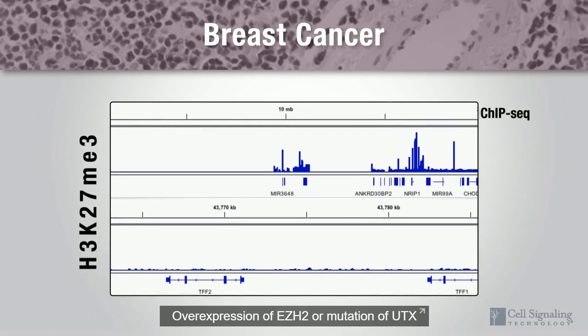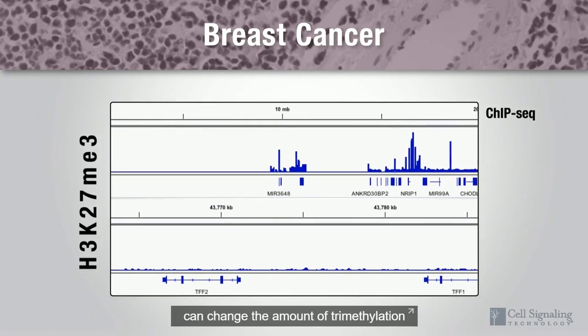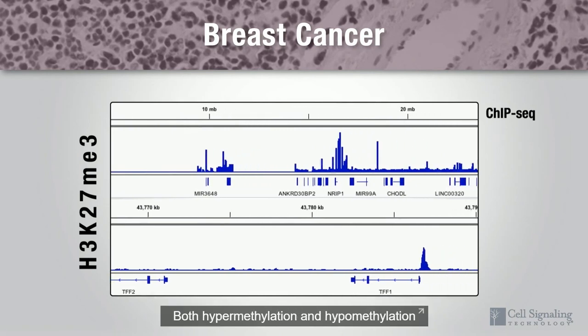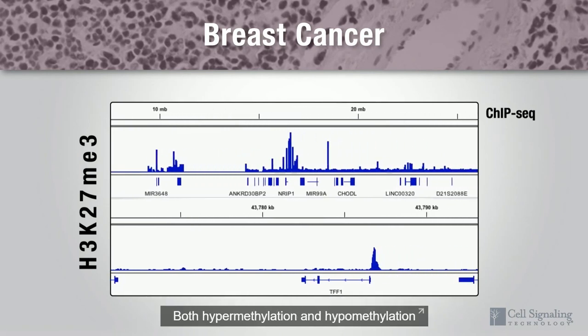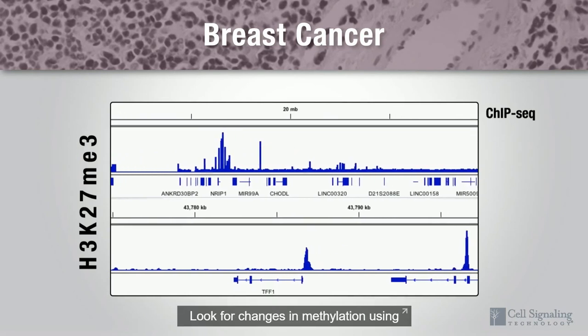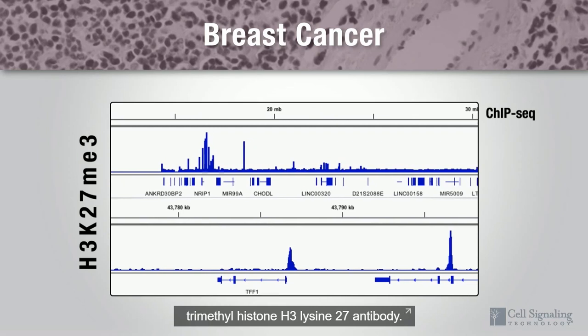Overexpression of EZH2 or mutation of UTX can change the amount of trimethylation at histone H3 lysine 27. Both hypermethylation and hypomethylation have been implicated in different breast cancers. Look for changes in methylation using trimethyl-histone H3 lysine 27 antibody.